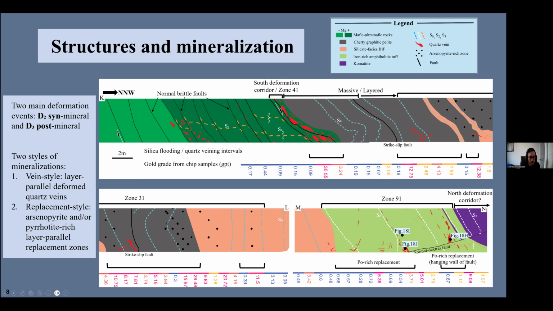The second style of mineralization is the replacement style. It takes the form of arsenopyrite and/or pyrite-rich layer-parallel replacement zones. We can see some of them here in the central domain. In the dotted areas, these are arsenopyrite-rich zones, and these zones are layer parallel. They follow the foliation in the chert. We also have pyrite-rich zones in this unit here. It's iron-rich material with semi-massive to massive pyrite-rich replacement zones that once again follow the foliation.